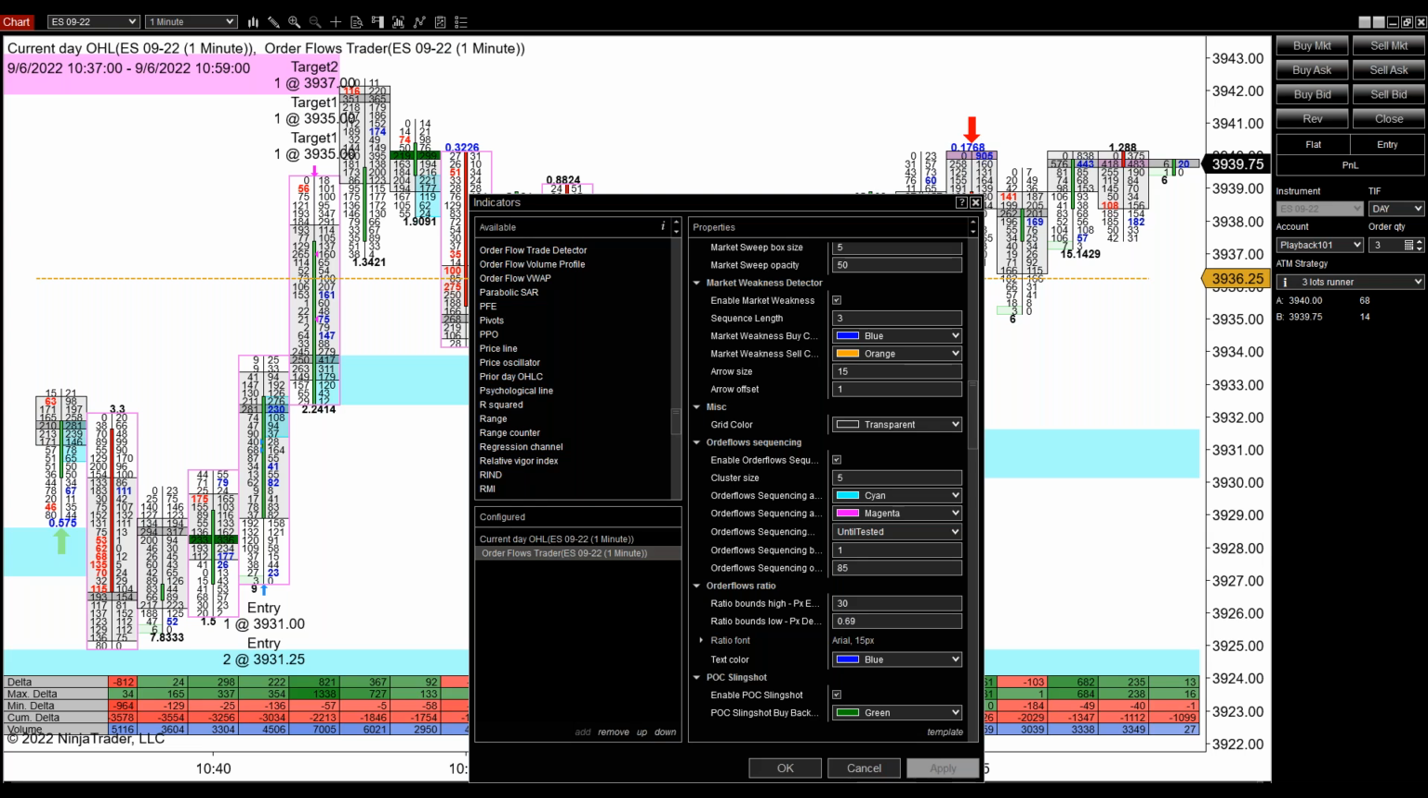Does this work with Orderflows Trader? Well, again, I sort of covered that on the next version of Orderflows Trader.